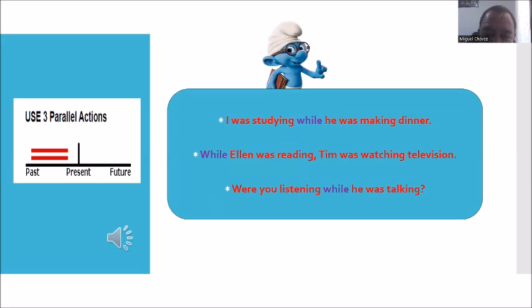When you use the past continuous with two actions in the same sentence, it expresses the idea that both actions were happening at the same time. The actions are parallel. For example, I was studying while he was making dinner. While Ellen was reading, Tim was watching television. Were you listening while he was talking?